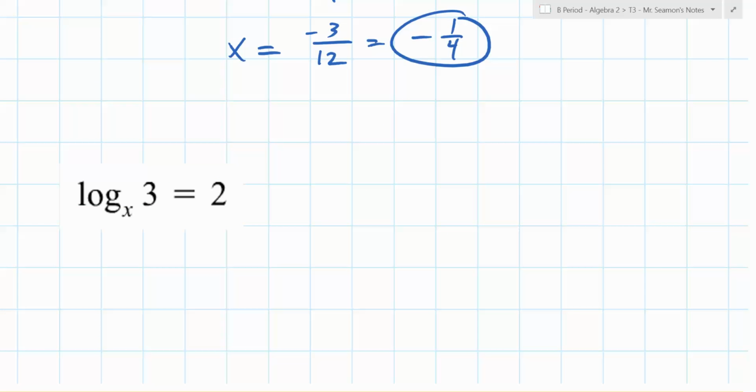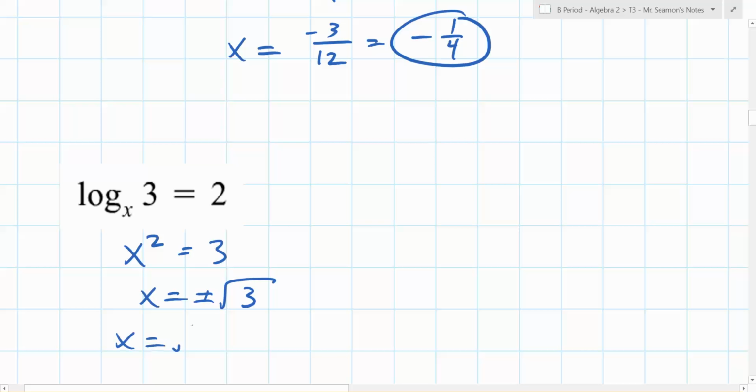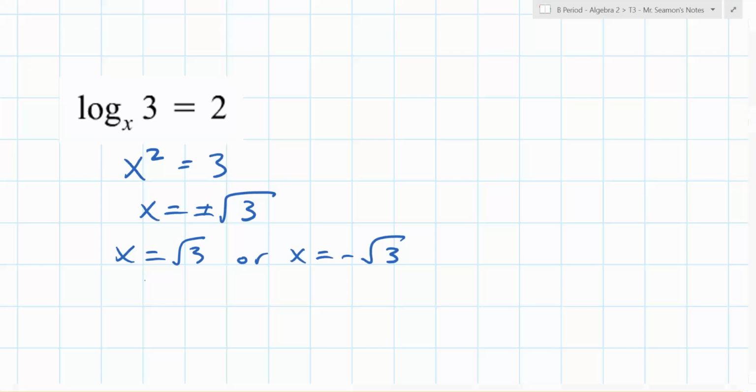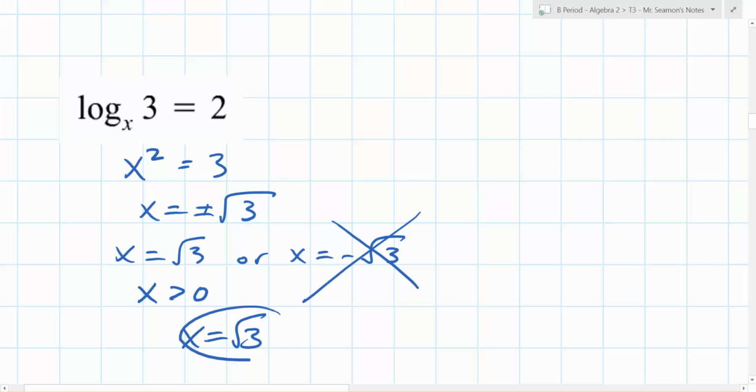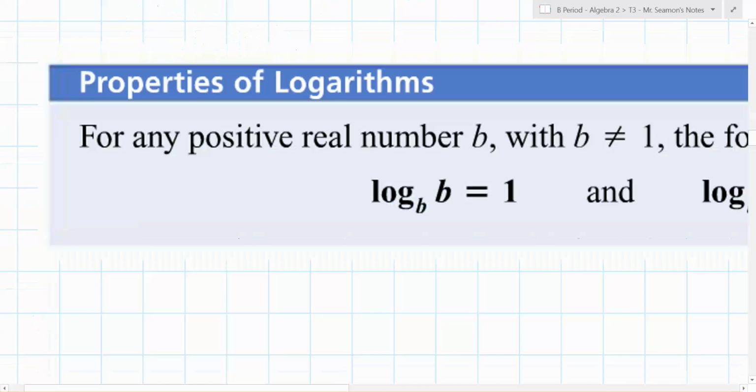So you have x squared is equal to what? What does x squared equal? 3. So x is equal to plus or minus the square root of 3. So that's two answers. X is equal to √3 or x is equal to negative √3. But what did that definition tell you? X has to be greater than 0. So it's not that one. So x is definitely equal to √3. Exactly. So one way to solve log equations is to convert them to exponent form.